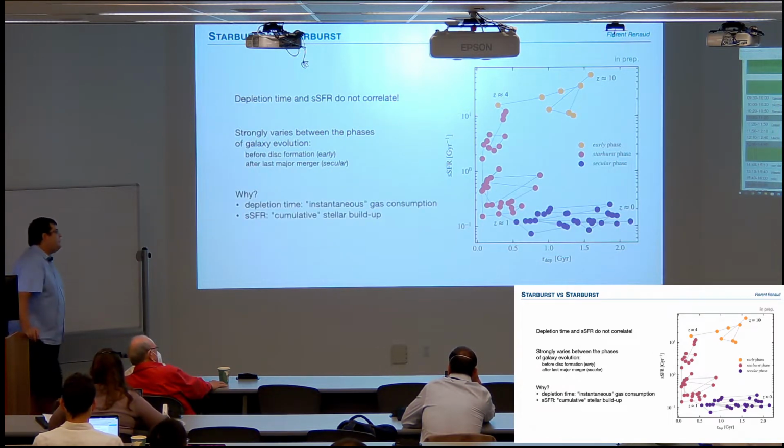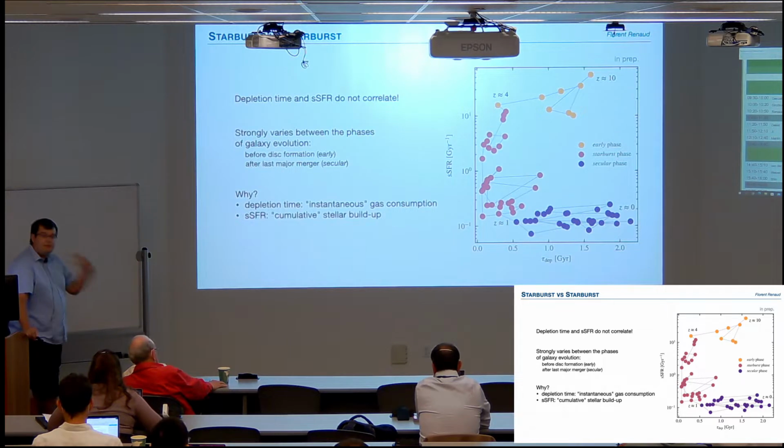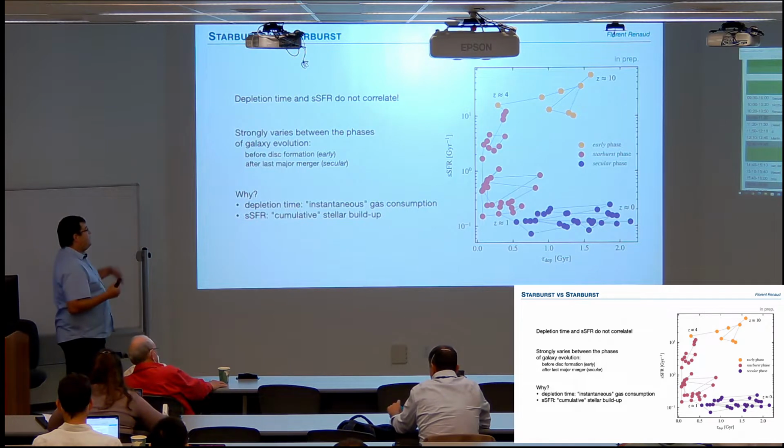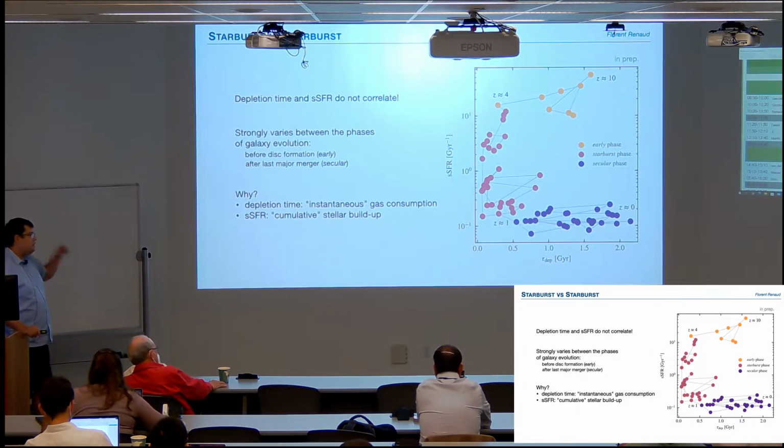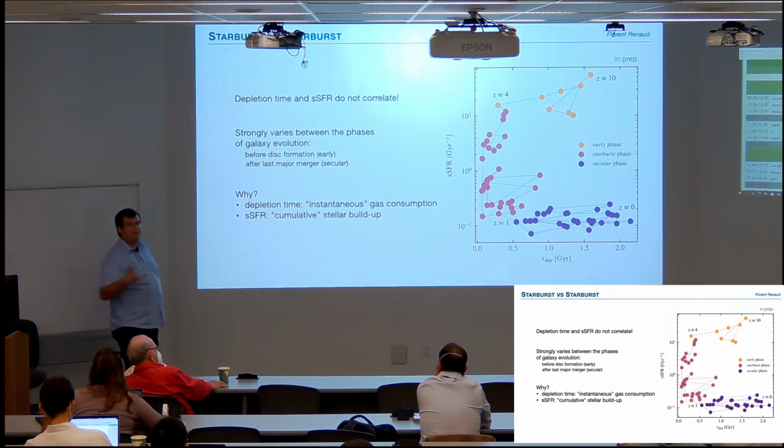Why is that? Well, if you think of that, it's not really surprising that the two quantities are not telling the same story, because the depletion time is a kind of instantaneous marker of your star formation activity, how fast you're burning your gas reservoir at the current star formation rate. While the specific star formation rate is normalized by the cumulative buildup of all the stellar mass you built up in the last billions of years. So it's much less correlated with the current activity. So that's an important point to understand why, if we convert these quantities into offset above the main sequence, you will still not get a correlation.